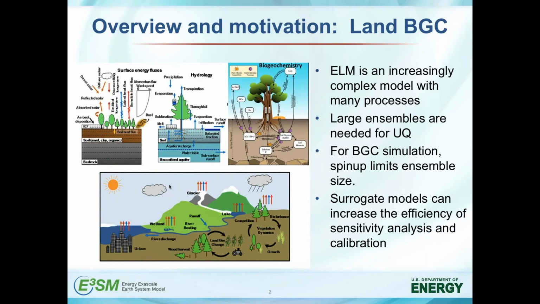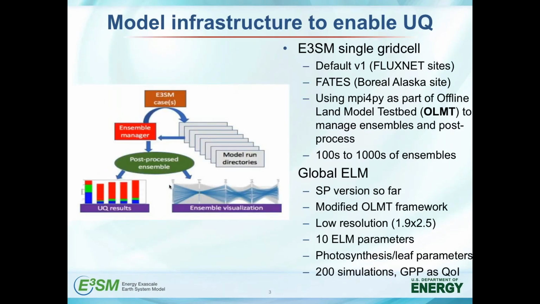So one way to kind of get around that is development of surrogate models. So surrogate, I'll talk a little bit more about what I mean. Basically a model of the model that's much faster to evaluate, that can increase the efficiency of uncertainty quantification techniques like sensitivity analysis and model calibration. So we've done some work to create infrastructure within ELM to enable more efficient uncertainty quantification.